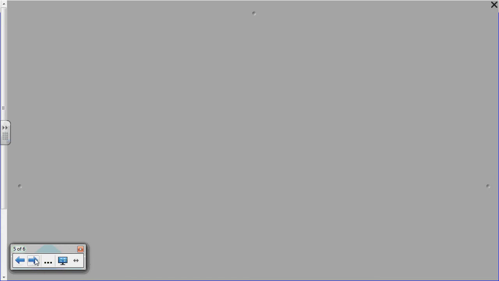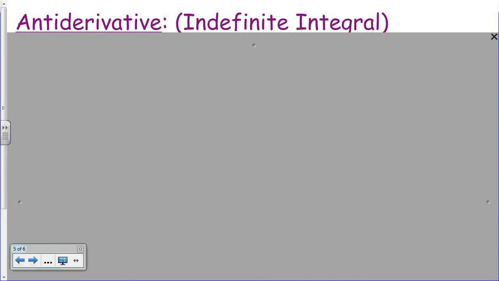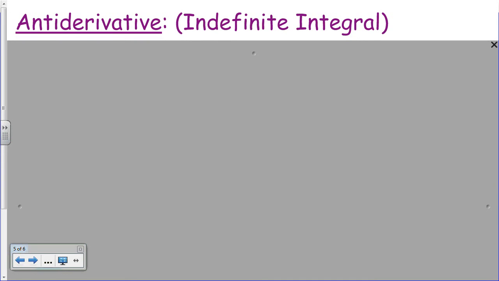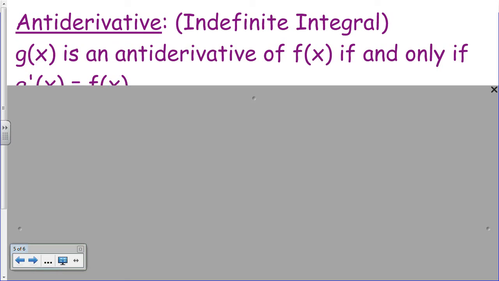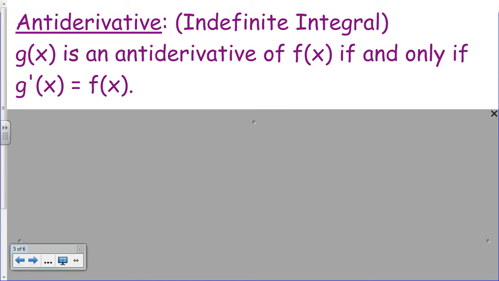One other term that we need to describe before we jump into the next example is the term antiderivative, which turns out to be the same as an indefinite integral. If you recall, that's one of the four topics of calculus. But an indefinite integral or an antiderivative is defined this way.